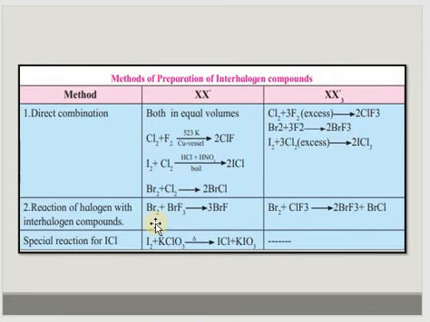Now, when interhalogen compounds are reacting with halogen, for example, BrF3 is reacting with bromine to give you BrF, or bromine is reacting with CrF3, it will give you simple displacement reaction BrF3 and BrCl. Here, simple reaction of ICl when iodine is reacting with potassium chlorate, it will give you ICl and potassium iodate.